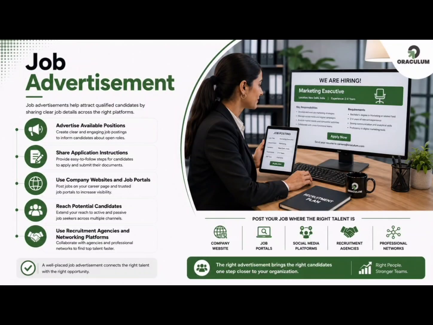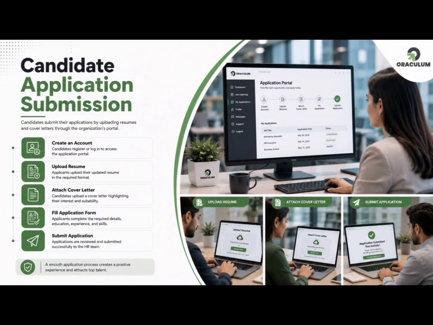Job advertisement. After preparing the job description, organizations advertise the vacancy to attract potential candidates. Job advertisements provide information about the position and the application process through company websites, job portals, networking platforms, and recruitment agencies.